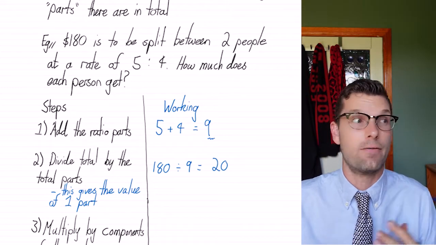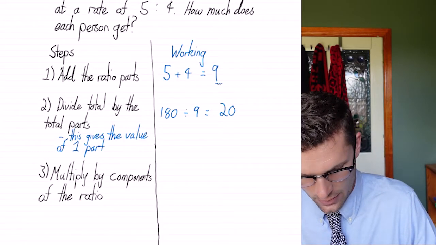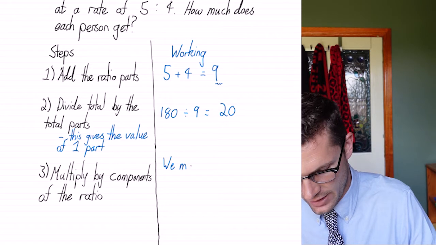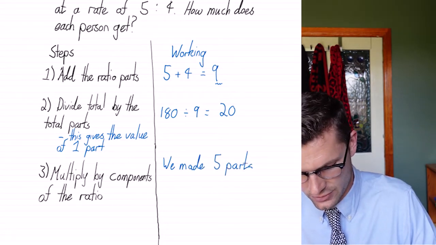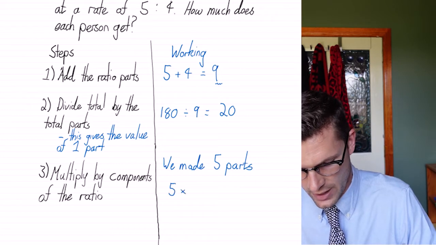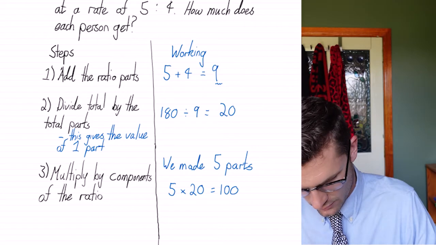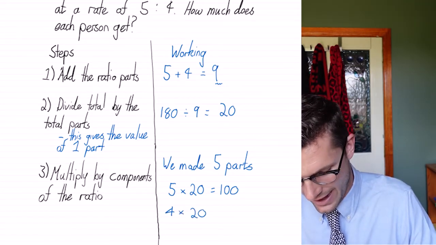But we made 5 parts and our friend made 4 parts. So we made 5 parts. So the amount of money that we made is 5 times 20, which is equal to 100. Our mate made 4 parts, so his amount is 4 times 20, which is equal to 80.